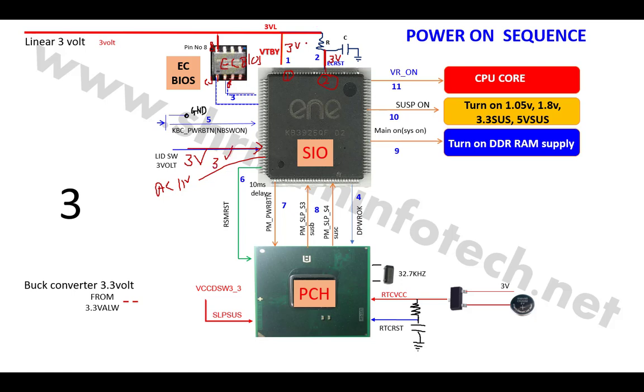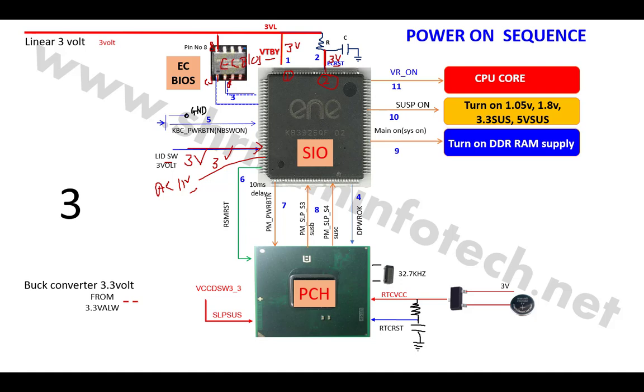So you have to check V standby pin 3 volt, then you have to check EC reset 3 volt, then you have to check lid switch 3 volt and AC in 3 volt. Okay, so these are the voltages you should check if your laptop is not powering on. All these signals you have to check on the SIO.